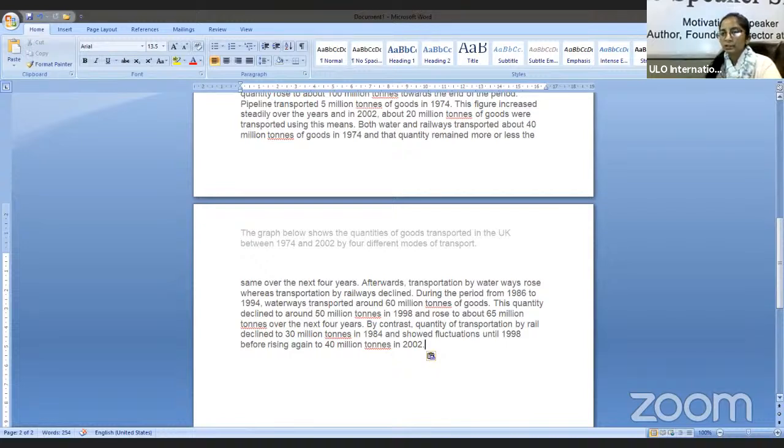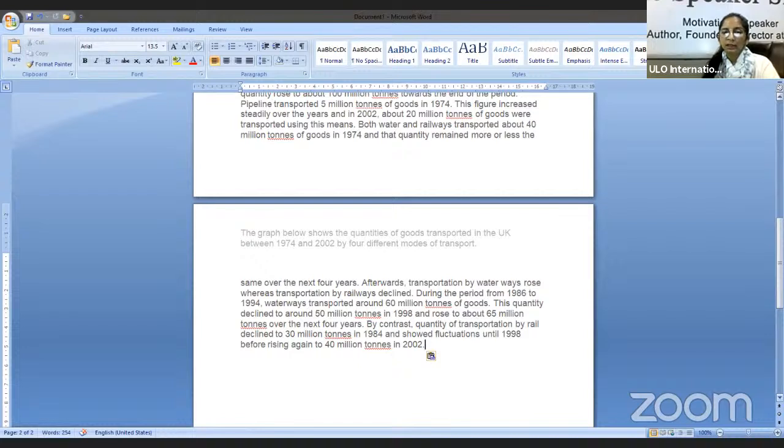Between years also, from 1998, 1994, all years we have mentioned here. Afterward, transportation by waterways rose, whereas transportation by railways declined. Earlier we also discussed this: the quantity of goods transported by water showed an upward trend, but the railways showed a downward trend. It's a decline for a few years.